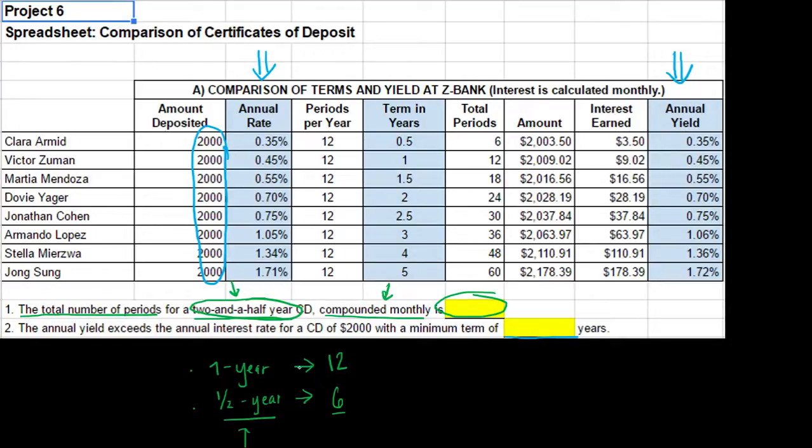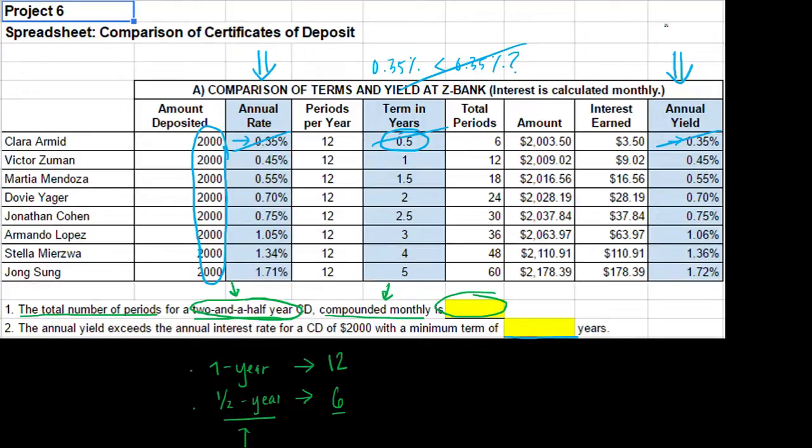look for this answer. So for example, if I look at a term of 0.5 years, the annual yield is 0.35, the annual rate is 0.35. So you just ask yourself, is 0.35% less than 0.35%? Well, no, because they're equal, right? So it didn't happen here. It didn't happen at 0.5 years. Ask yourself again on the next line.